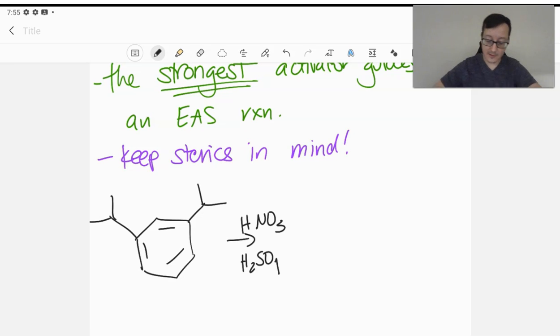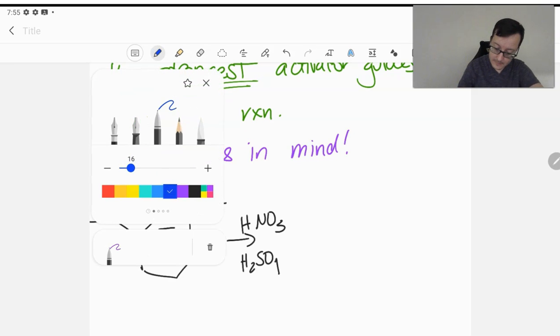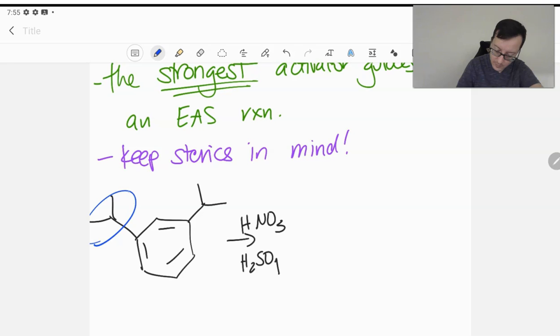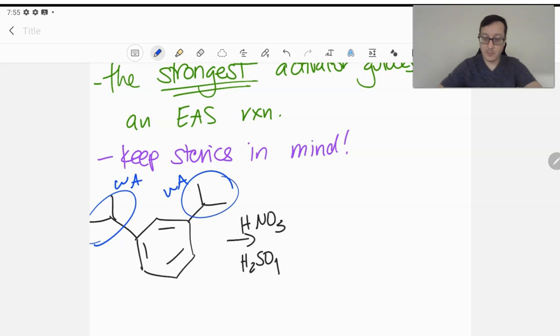You see there are both isopropyl groups, so this one is a weak activator. It's an alkyl group. This is a weak activator. They're both weak activators. What do we do? Well, first off, it will not give you more than one of the same type, generally speaking, unless they're identical, like they are here. They're both weak activators, neither one wins, and because they're symmetrical to each other, there are symmetry positions here. Just keep these things in mind.